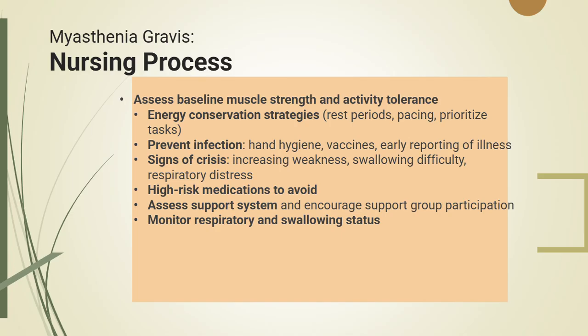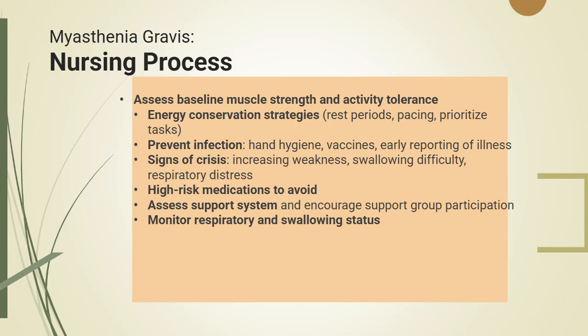including good hand hygiene, staying current with vaccines, avoiding people who are ill, and seeking early care for fevers, cough, or urinary symptoms. Another essential teaching point is helping patients recognize early signs and symptoms of a crisis. A myasthenic crisis may present with increased weakness, difficulty swallowing, drooping eyelids, or sudden difficulty breathing. A cholinergic crisis may present with excessive salivation, sweating, diarrhea, bradycardia, and worsening weakness.